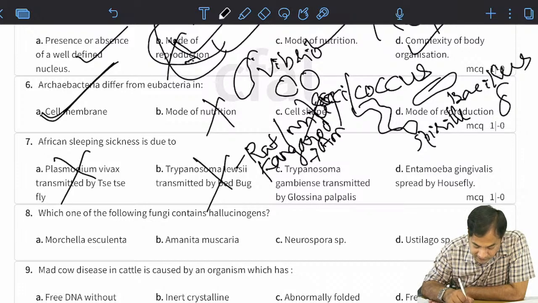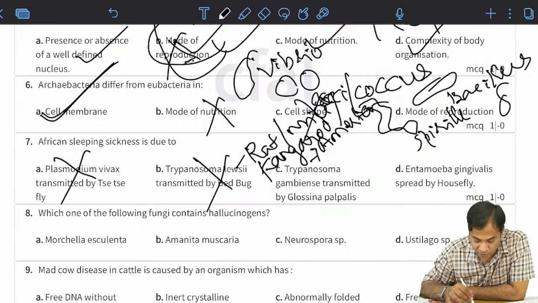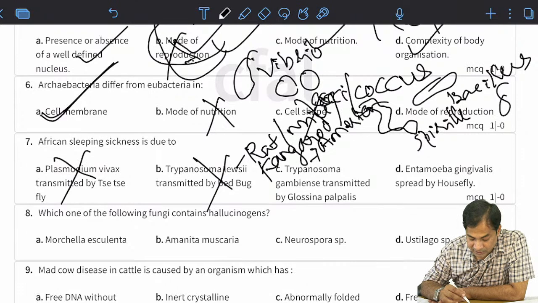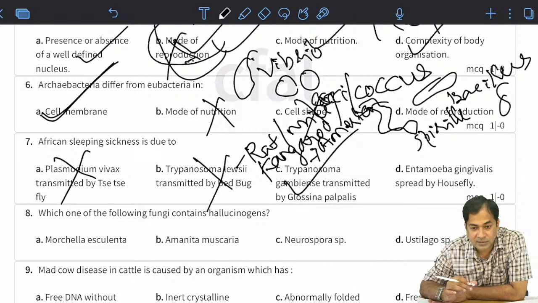Okay, this is usually widespread in America and Australia. But this is not for humans, this is for rodents. Then Trypanosoma gambiense transmitted by Glossina palpalis. This is the correct option, because Trypanosoma gambiense is the organism, a protozoan, which causes sleeping sickness in humans, and vector used for this disease.